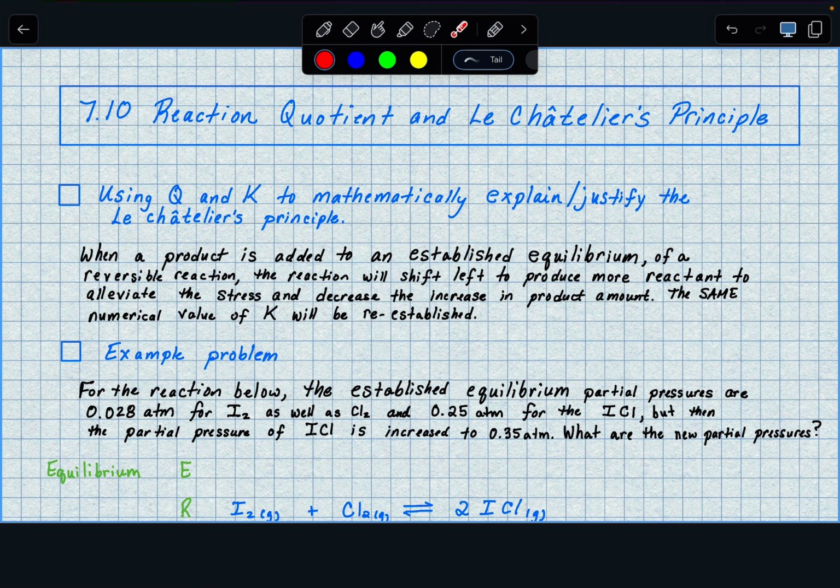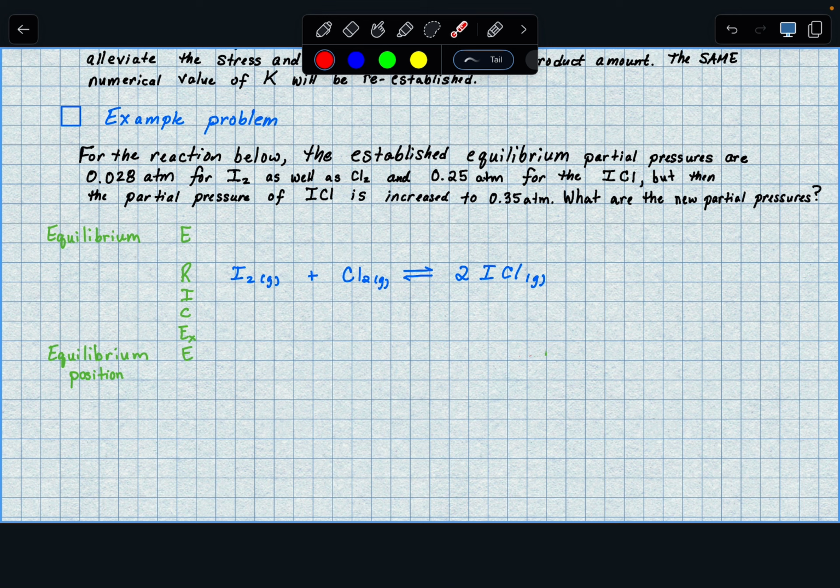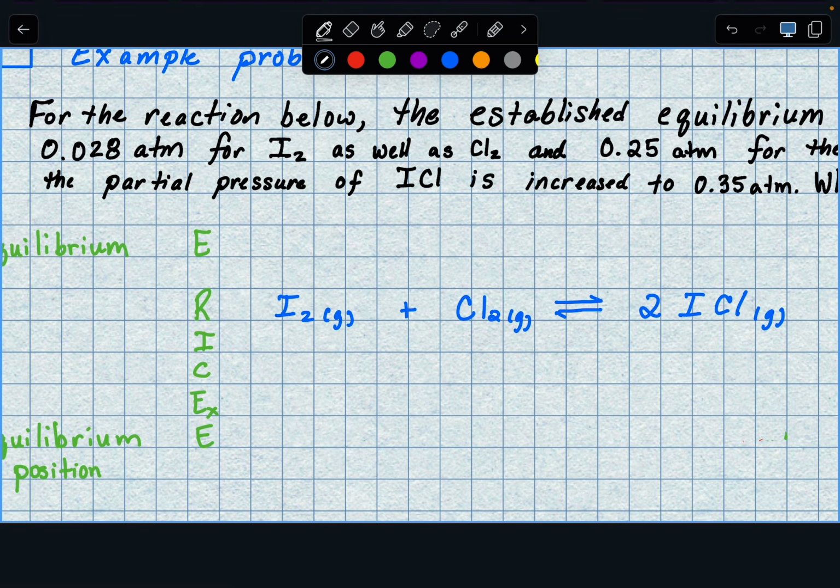be stressed, and when it alleviates that stress, we will still get the same value for K, but with a new set of equilibrium concentrations or partial pressures called an equilibrium position. The reaction that we're going to do involves iodine and chlorine, making iodine monochloride as the product. And the original pressures for our reactants are both 0.028 atm partial pressures. And so these are already at equilibrium. These are the established equilibrium partial pressures. And then for the iodine monochloride, it's 0.25 atm.